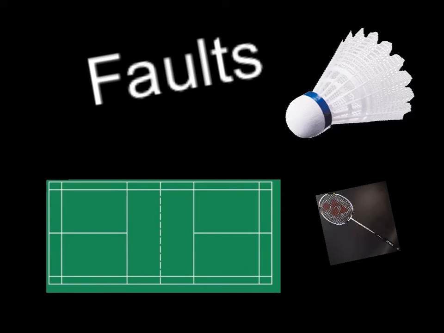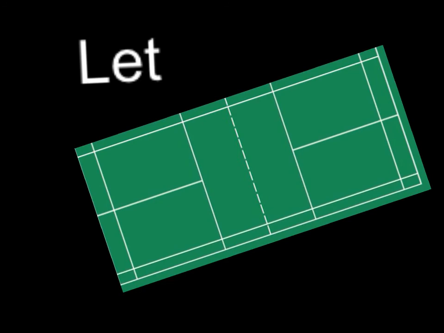In doubles, it is a fault if the receiver's partner returns the serve, because you have to stay in that same service area if you're on defense, or if the shuttle passes through or under the net. It is a fault if the shuttle touches the ceilings or the walls, or if the shuttle touches a person or their clothes.